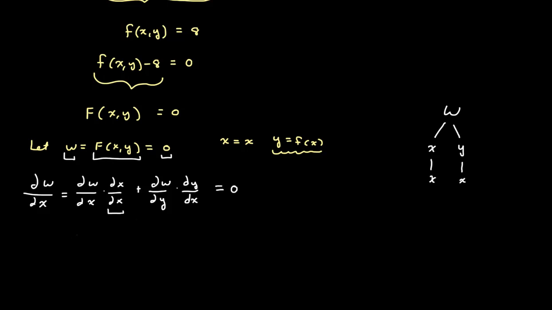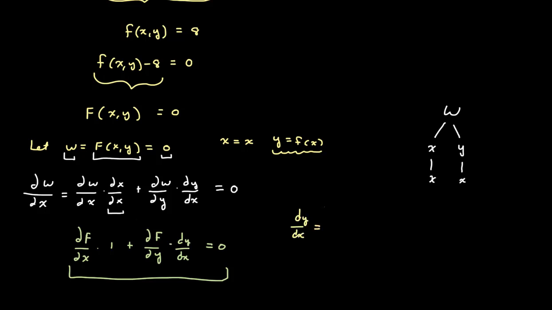Next, I'm going to rewrite this interchanging variables. So I'm going to say par f par x times 1 plus par f par y times dy dx equals 0. Now I'm going to take this equation and solve it for dy dx. This is ultimately what I'm trying to do. dy dx equals the negative of par f par x over par f par y, or said differently, negative f little x over f little y, the notation for partial derivatives.